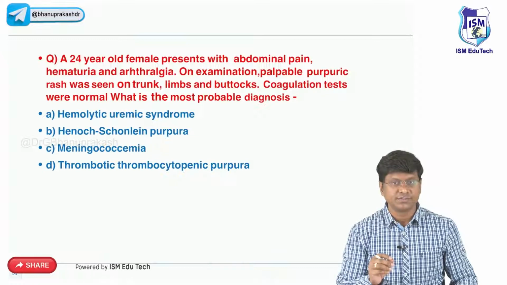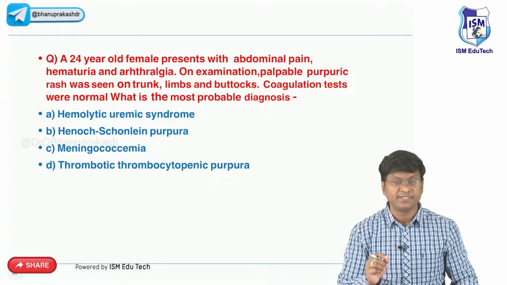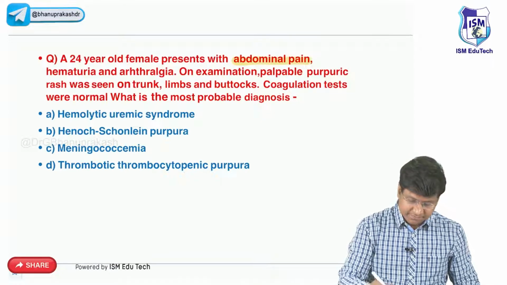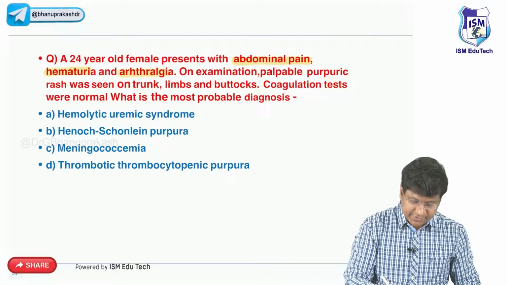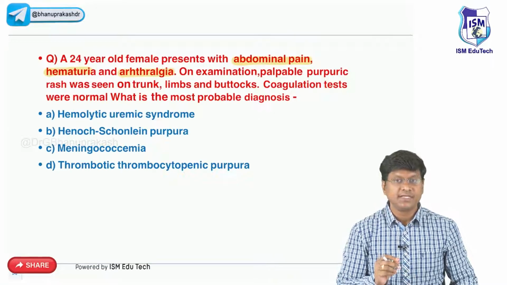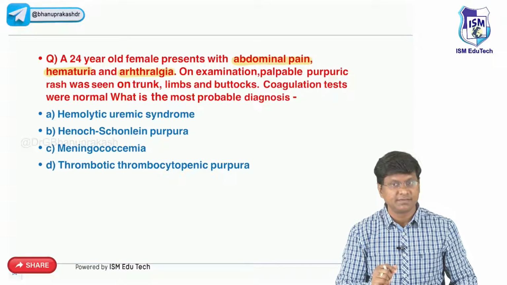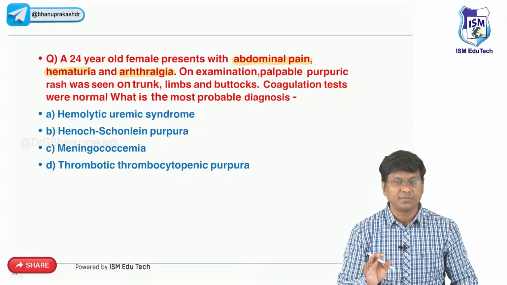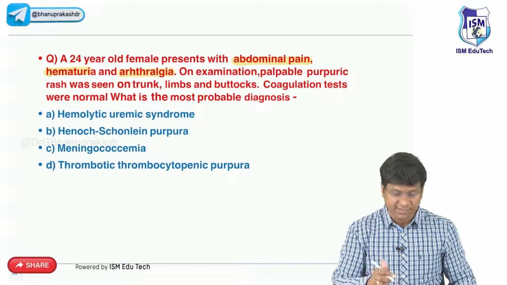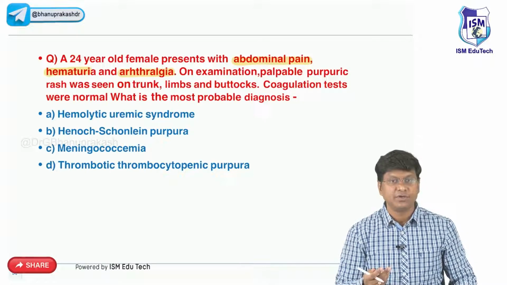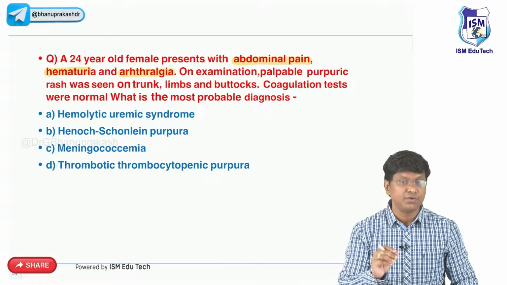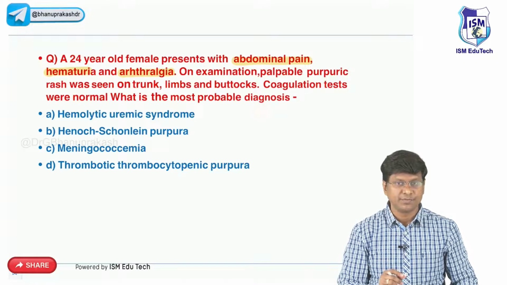So, if you see this question, a 24-year-old female presents with abdominal pain, hematuria, as well as arthralgia. On examination, palpable purpuric rash was seen on trunk, limbs, as well as buttocks. The coagulation tests were normal. What is the most probable diagnosis in this patient? The options are hemolytic uremic syndrome, Henoch-Schonlein Purpura, meningococcemia, thrombotic thrombocytopenic purpura.